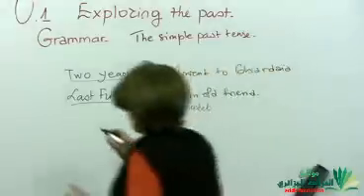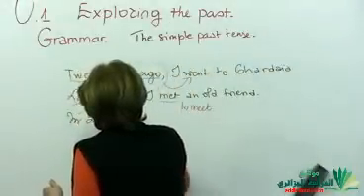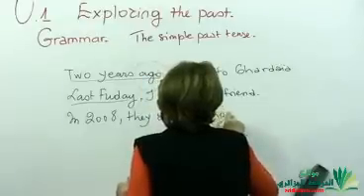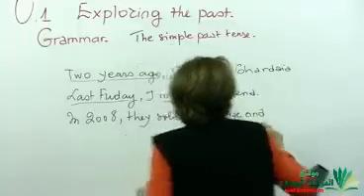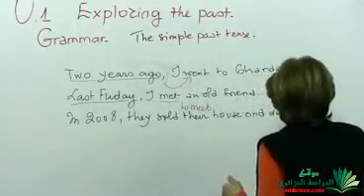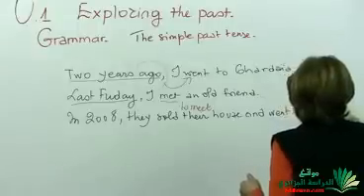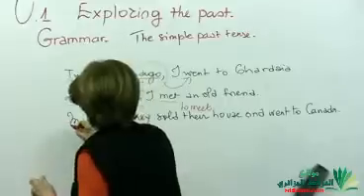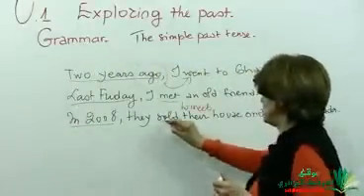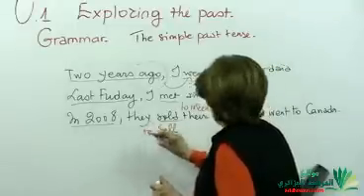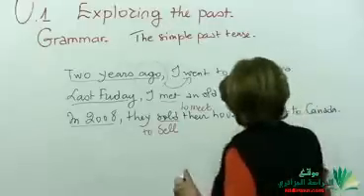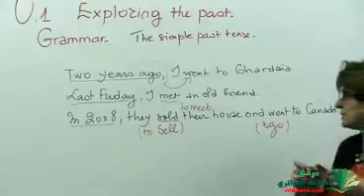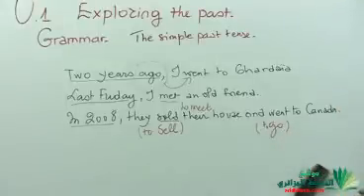In 2008, they sold their house and went to Canada. Okay, so when did it happen? It happened in 2008. They sold, to sell, and went, to go. So these two verbs are irregular.